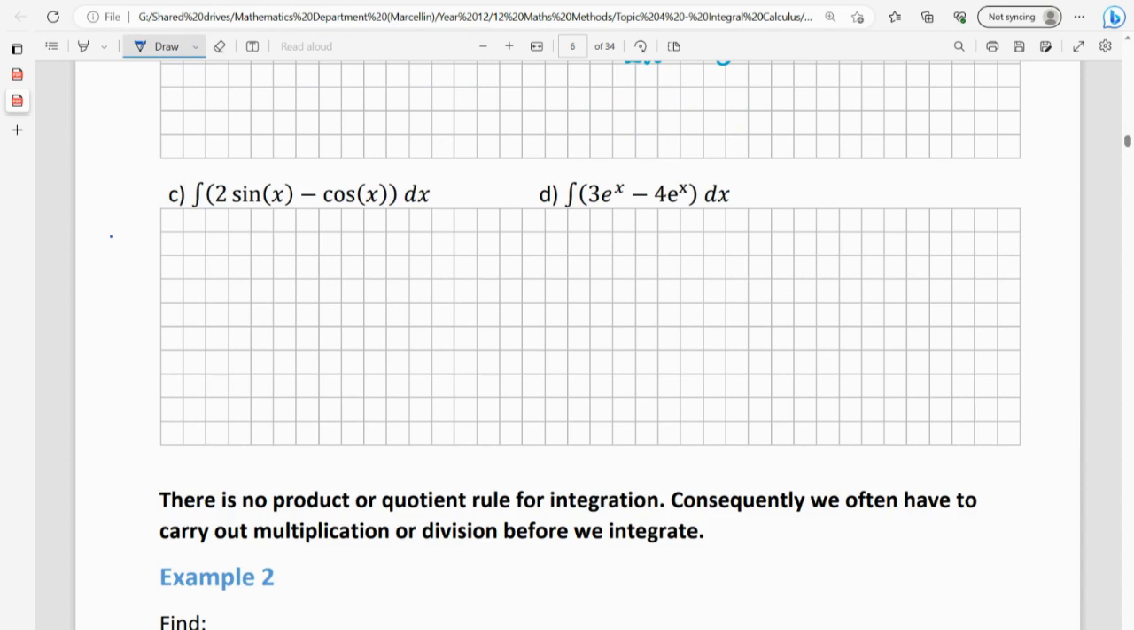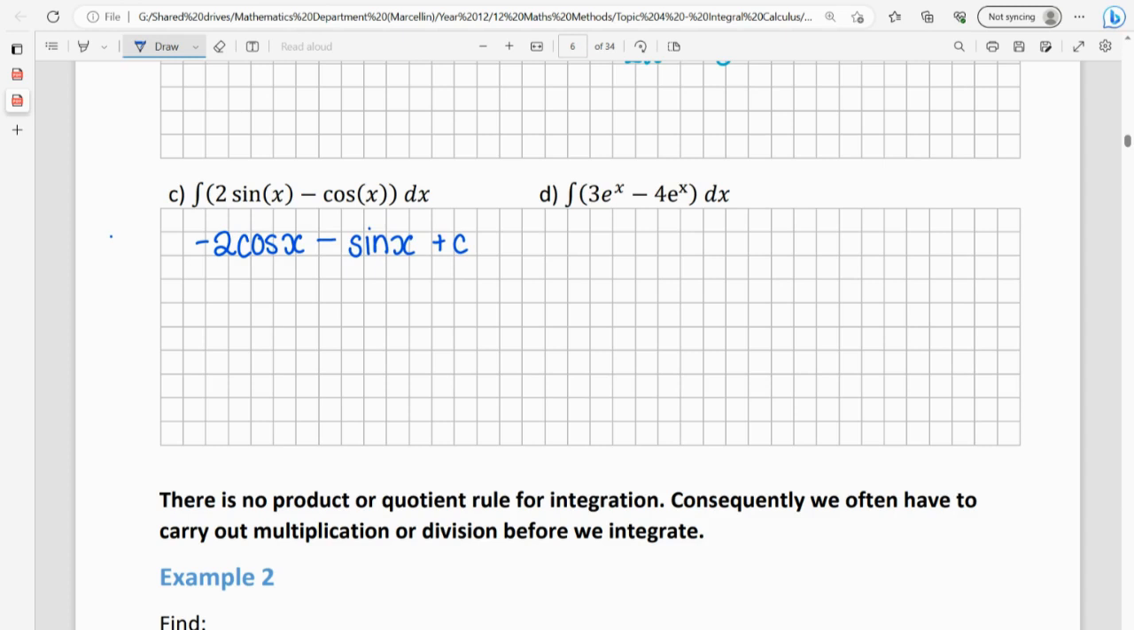Now, when we integrate this one, the rule is the fact that sine x goes to minus cos. So it's just going to become -2 cos x. Take away cos goes to sine. And then we're going to add a c on the end.